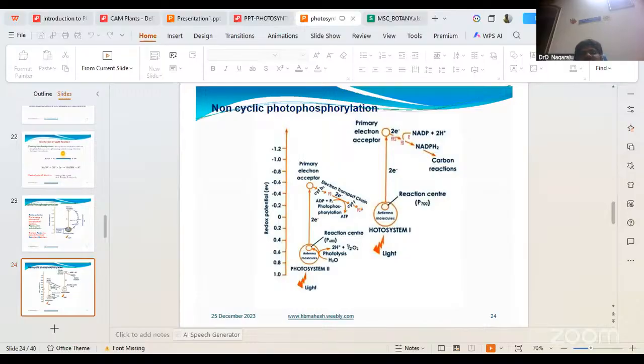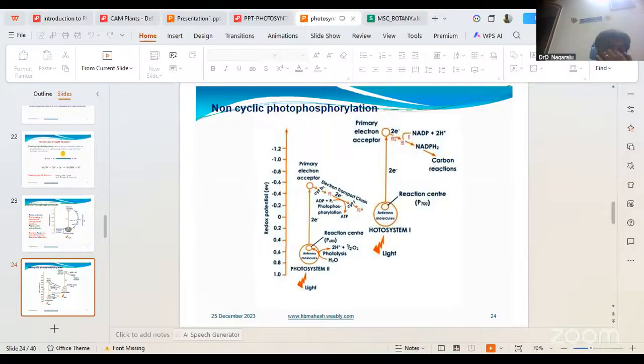You can see here the dark reaction. We call it the light independent reaction. How many steps are there? You see, the first is carbon fixation, reduction, carbohydrate synthesis, and regeneration of RuBP. Okay, these are the main four reactions.